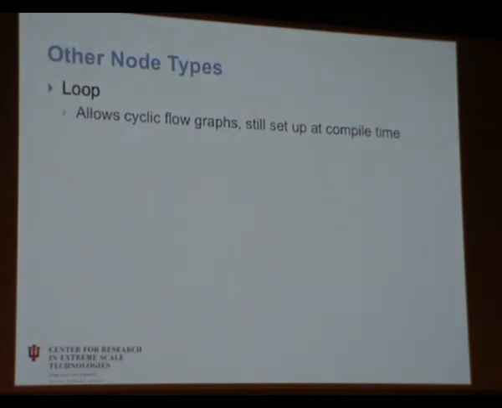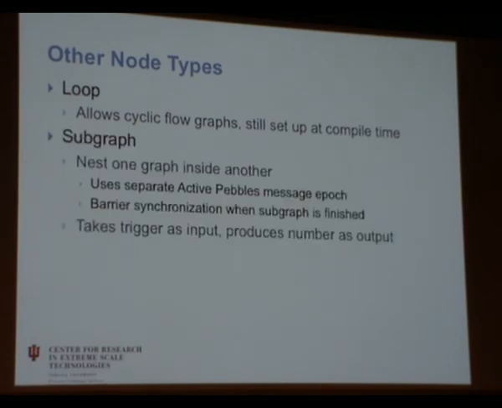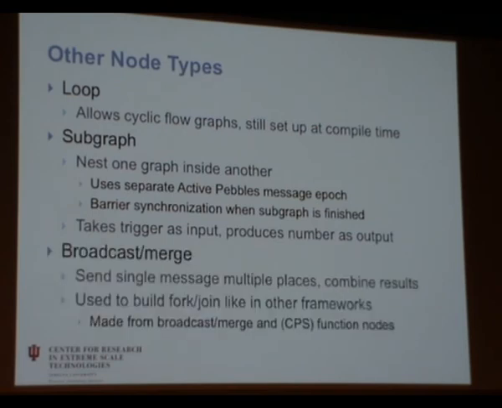Now we have a couple of utility node types. So for example, we can have a loop node set up at compile time. We can have a subgraph, which is an internal flow graph that's run independently with its own synchronization and then returns a value at the end. And then a broadcast merge so that you can do things like fork join operations, send the same input to multiple sub-pipelines, and combine the results.